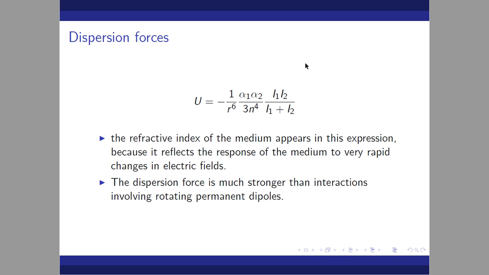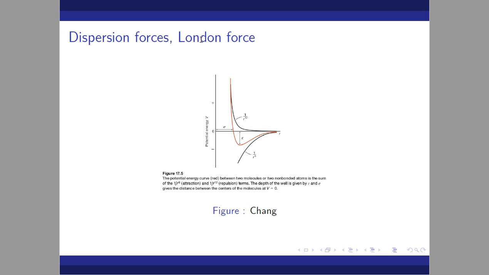So what can we say about this? The refractive index of the medium appears in this equation because it reflects the response of the medium to very rapid changes in the electric field. And the dispersion force is much stronger than interactions involving rotating permanent dipoles. But you know that all of these contribute to the total potential energy. So the dispersion force is also called the London force. These are repulsion, these are attraction, so this one plus this one gives you this potential, or London force energy.